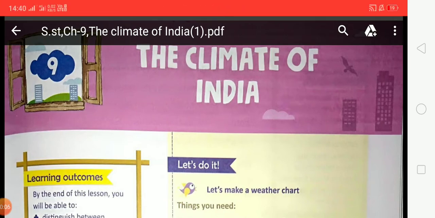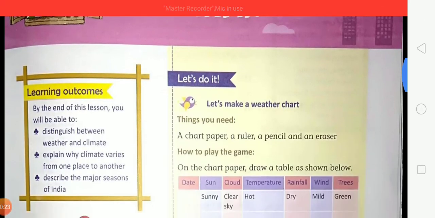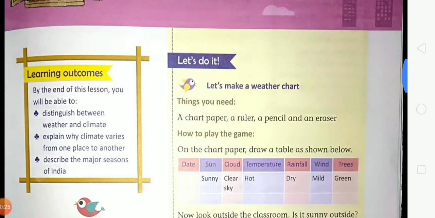I am a subject teacher of social studies, and in this video we are going to discuss chapter number 9, and the chapter name is the climate of India. So students, first of all look at this activity. Let's do it. Let's make a weather chart.